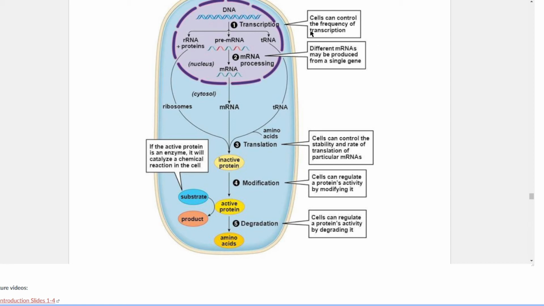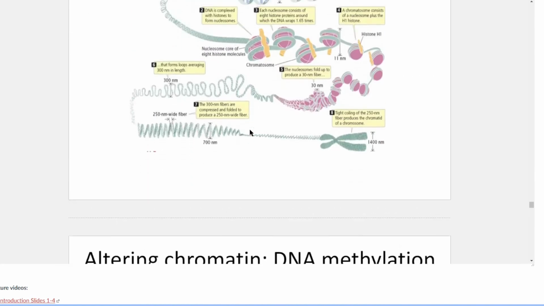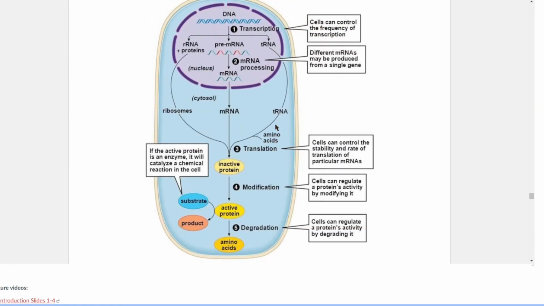Okay, cells control the frequency of transcription. Different mRNAs may be produced from a single gene. If an active protein is an enzyme or catalyst. I think these are all the ways it can regulate itself. I just don't know how to explain this, really.